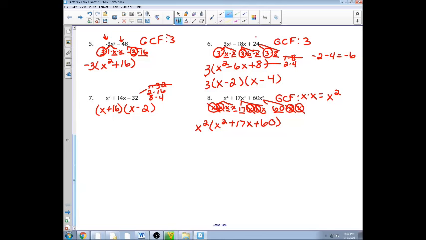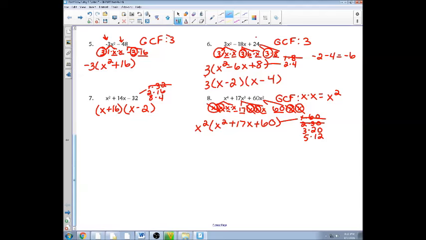But now I want to look at what I can multiply to get to 60. I could have 1 times 60. I could have 2 times 30. I could have 3 times 20. And I could have 5 times 12. Looking at all those numbers, there are only 2 that could ever possibly get me to 17, right? 1 and 60 would never get me to 17. 2 and 30 could never get me to 17. 3 and 20 could, and 5 and 12 could.